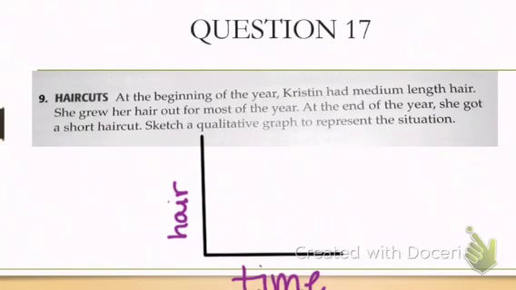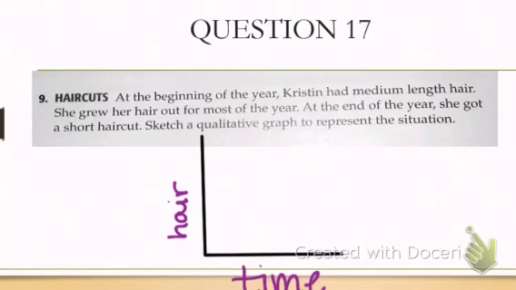In this qualitative graph, we have to decide what the graph should look like about Kristen's hair length. So it says at the beginning of the year, Kristen had medium length hair. She grew her hair out for most of the year, and then at the end of the year, she got a short haircut. We're going to sketch that qualitative graph.